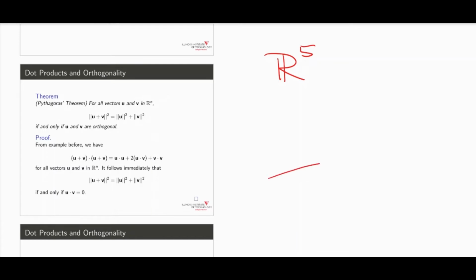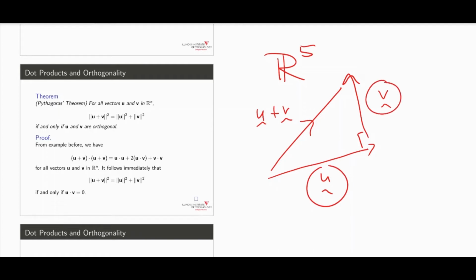What it says is basically, if you have a vector u and you have a vector v, and they are orthogonal, in the sense that u dot v is equal to 0, then what happens to u plus v? U plus v is this one right here. If u and v are orthogonal, the magnitude of this vector squared is still equal to the sum of the magnitude squared of these two vectors. So this is higher dimensions Pythagoras theorem.